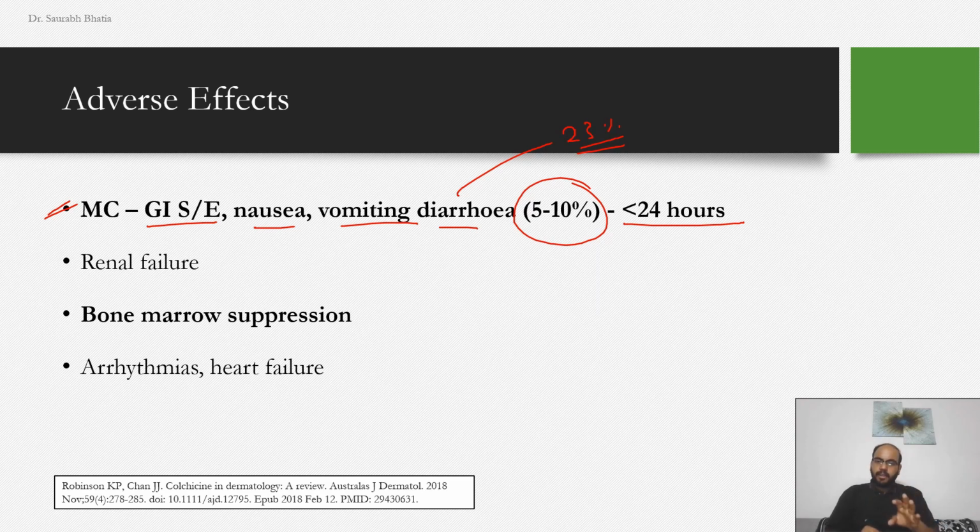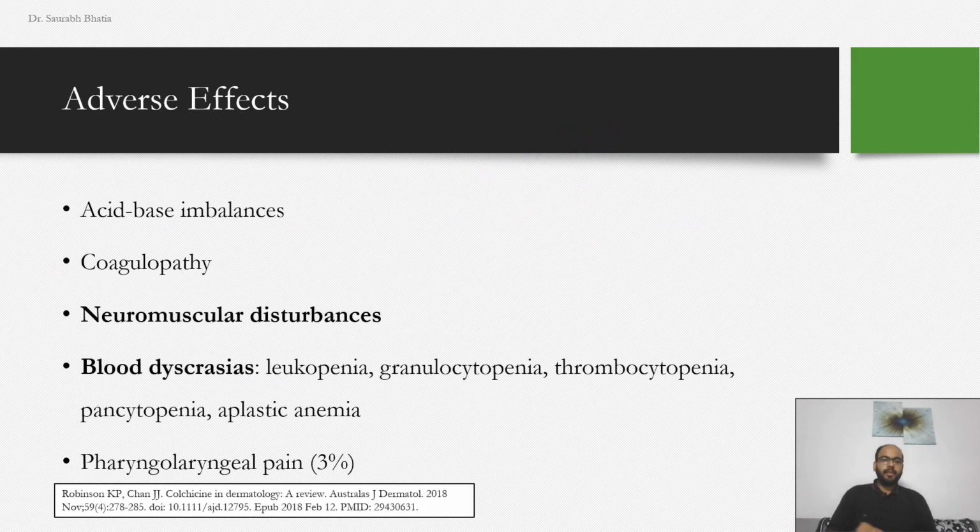Other side effects are rarer, but they are much more serious. Renal failure, bone marrow suppression, arrhythmias, and heart failure have been reported, and these are all serious adverse effects. Acid-base imbalance, coagulopathy. Remember, I told you about the platelet aggregation inhibition by colchicine. Neuromuscular disturbances, because inhibition of muscle activity is also there. Inhibition of glycoprotein is there, which is seen in the blood-brain barrier.